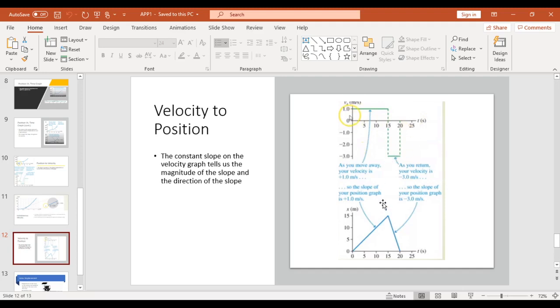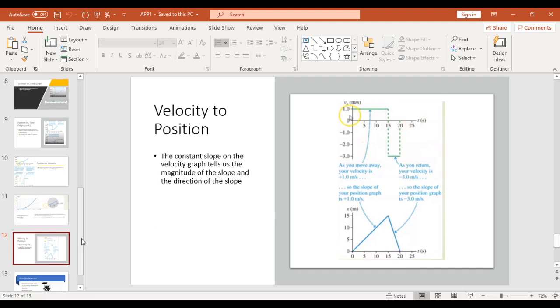So let's put that together. My slope is traveling in the negative direction at negative 3.0 meters per second, right? That is my direction and magnitude. And how long? Well, 5 seconds, right? From 15 to 20. There you go.